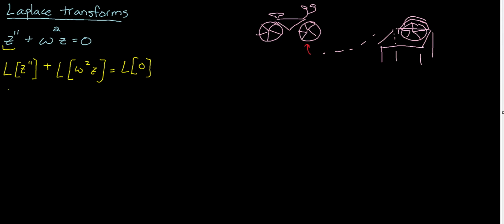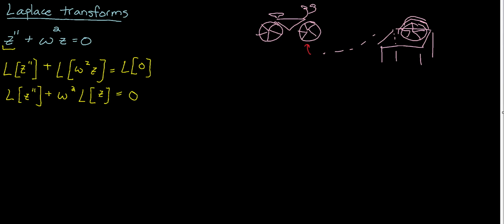And so really what I've got to do now, my homework, is to figure out what is the Laplace transform of the second derivative. Now I can pull this constant out in front, this omega squared, so that'll be a little bit easier to work with. I've just got the Laplace transform of z. And on the right-hand side, the Laplace transform of 0 is 0. So let's go work on this.